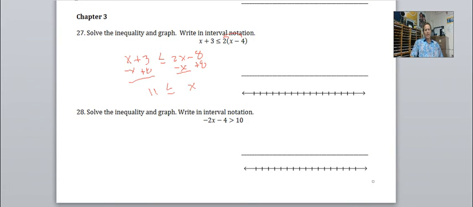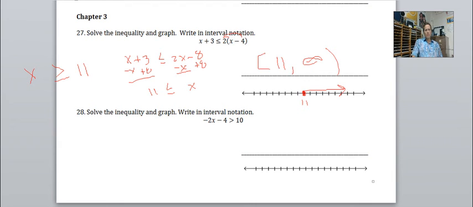I think it's better if you write it with the x on the left side. So our x, or 11, it's facing towards the x. X is greater than or equal to 11. Which means that at 11, I do a closed circle, greater than or equal to, it's going this way. Interval notation means I start at 11, I go off into infinity. Infinity signs, you always do a parentheses. Closed circles, you always do a bracket.